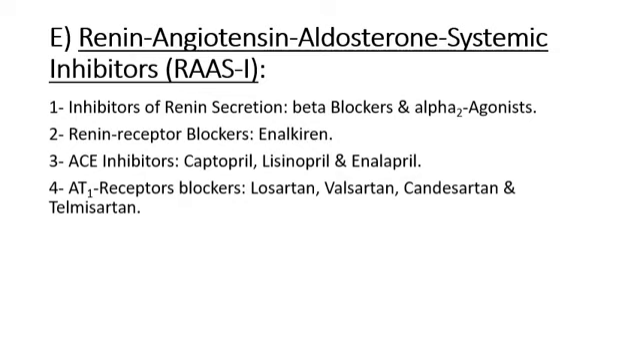يعني لما بقفل البيتا 1 ريسبتور بالتحديد بقلل الرينين سكريشن، لان البيتا 1 ريسبتور ده موجود على الجوكستا جلوميرولار اباريتس في الكدني، وعلشان كده لما بقفل البيتا 1 ريسبتور بقلل الرينين برودكشن. وكذلك الالفا 2 ريسبتور برضو موجود في نفس المكان، ولما بحفز الالفا 2 ريسبتور او بستيميوليت الالفا 2 ريسبتور بقلل الرينين برودكشن. يبقى الفا 2 اجونست او بيتا بلوكر، سبيشالي بيتا 1 بلوكر، ده بيتا 1 اكشن.